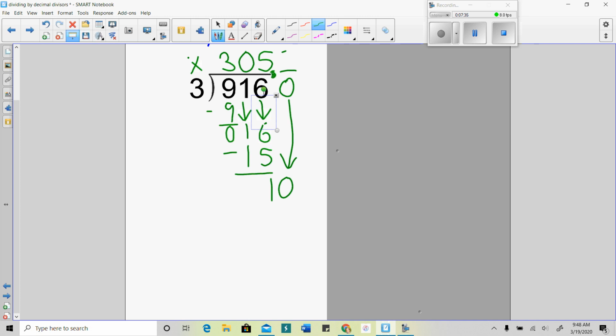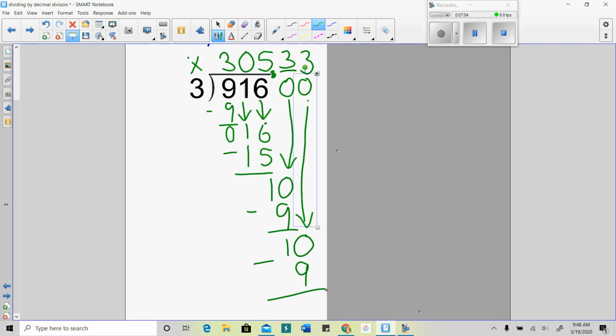So 3 will go into 10 3 times. I take away 9. I get 1. So I didn't get 0, so I can keep going. And I drop a 0. And it's 10 again, and 3 will go into 10 3 times again. And you're seeing a pattern here. This is what is called a repeating decimal, and I could keep doing this indefinitely for the rest of my life, and I would keep getting 0.33333.